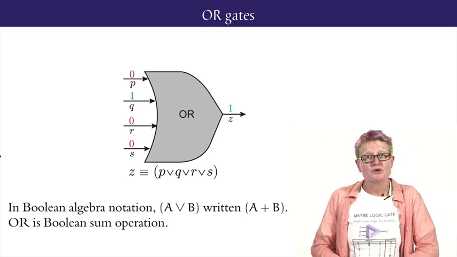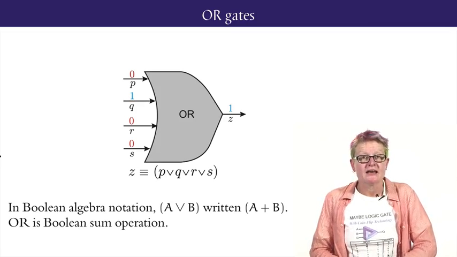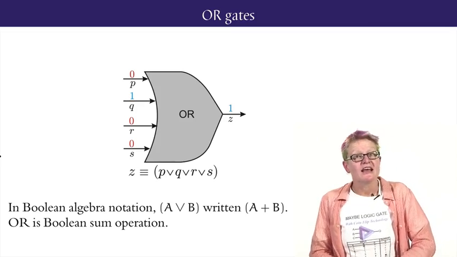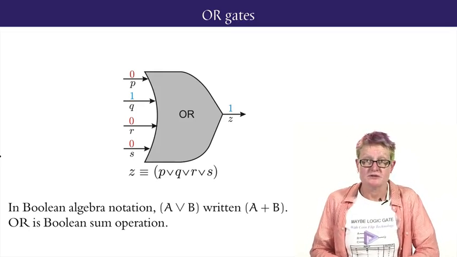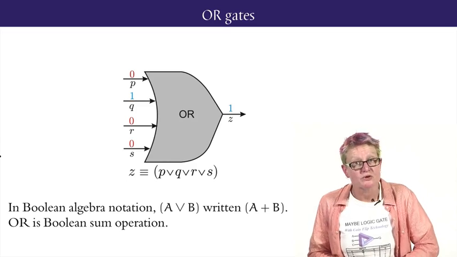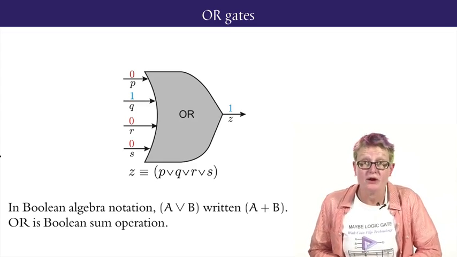OR gates with more than two inputs behave analogously. The output is 1 if and only if at least one of the inputs is 1, whether it be 3 inputs or 4 inputs or more inputs.